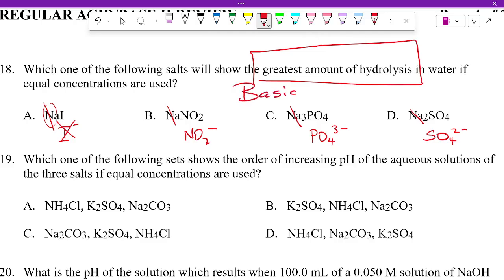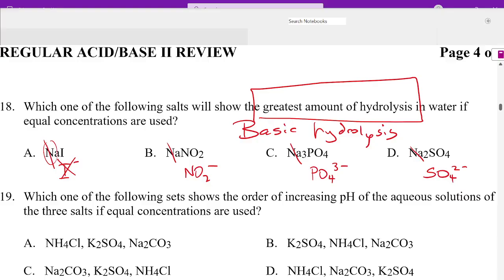Also, 95% of the time, when you have an anion, it's going to be basic hydrolysis. The only time it won't be is if you have an amphiprotic ion that has a Ka greater than its Kb. Okay, so let's just go look at these in terms of their Kb values.